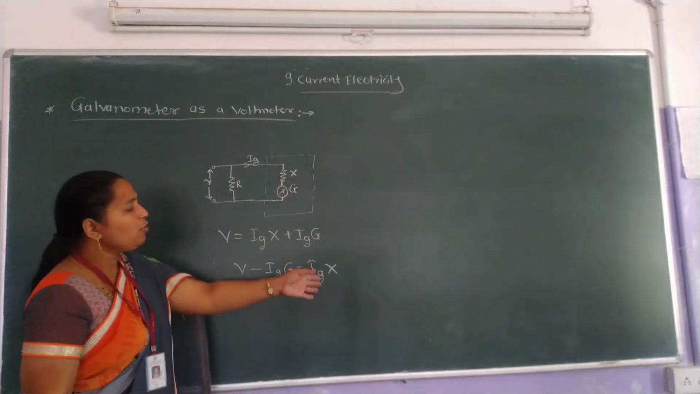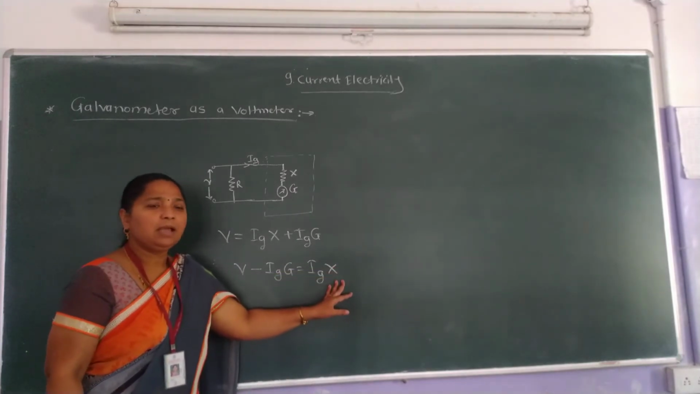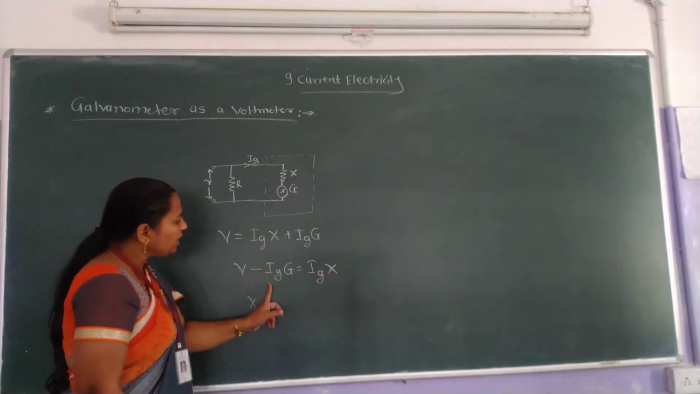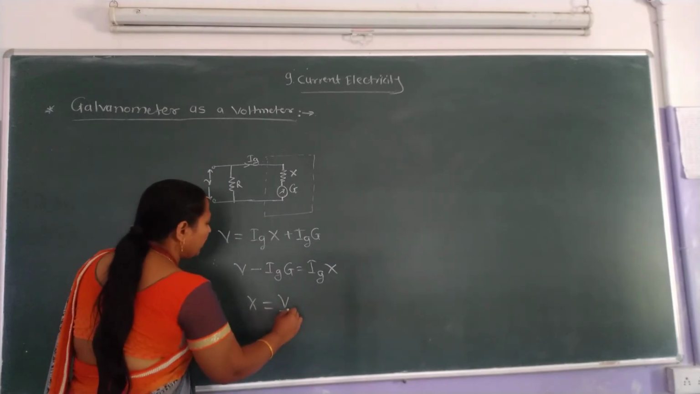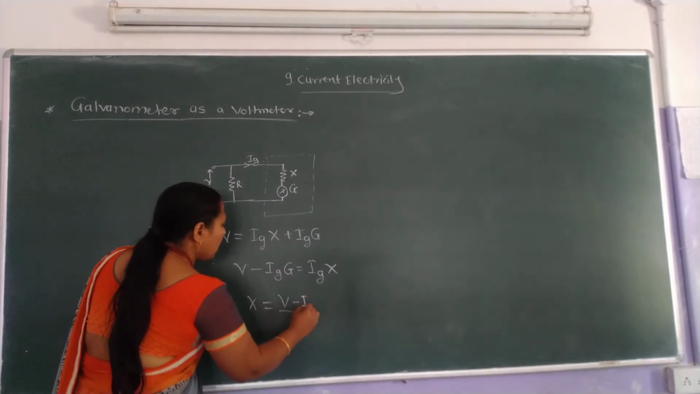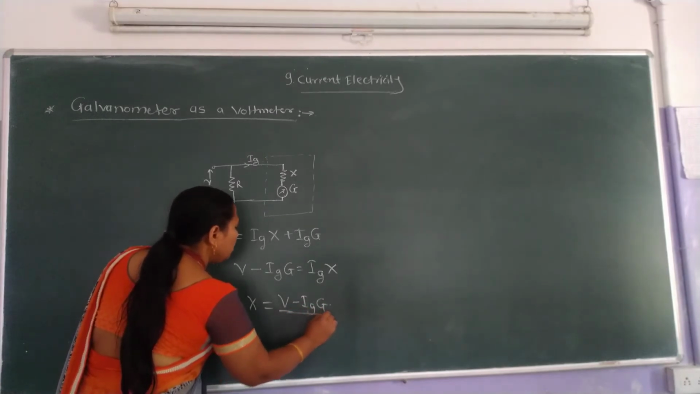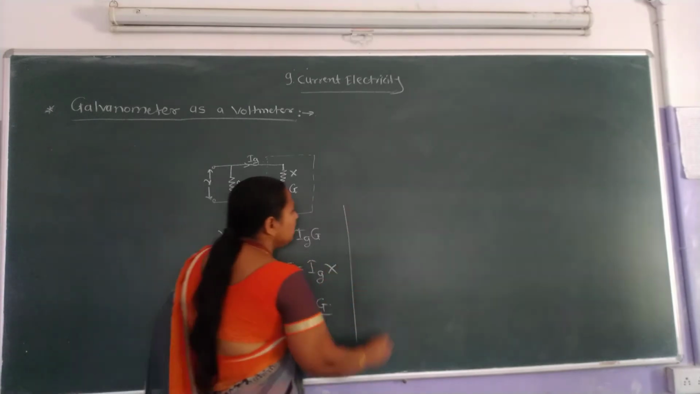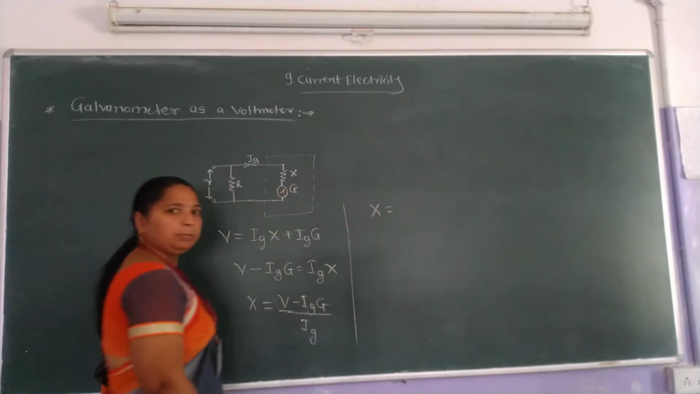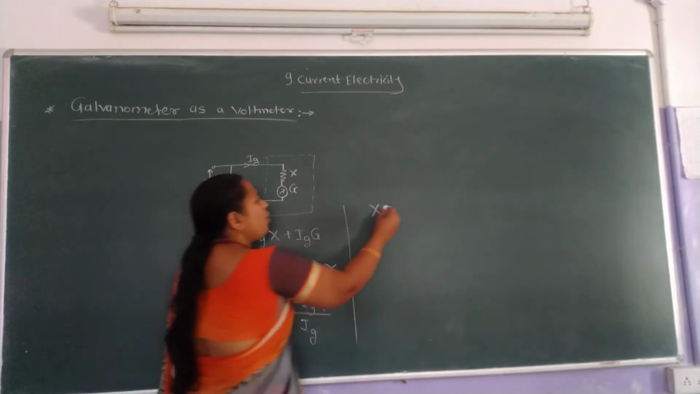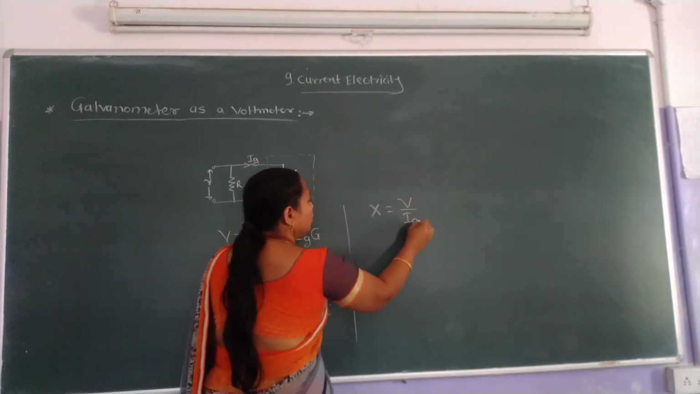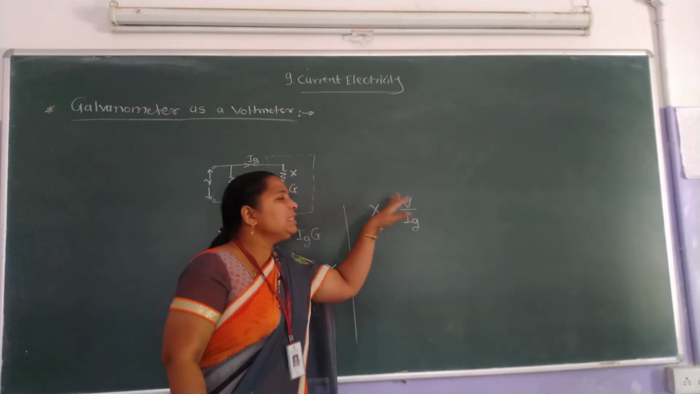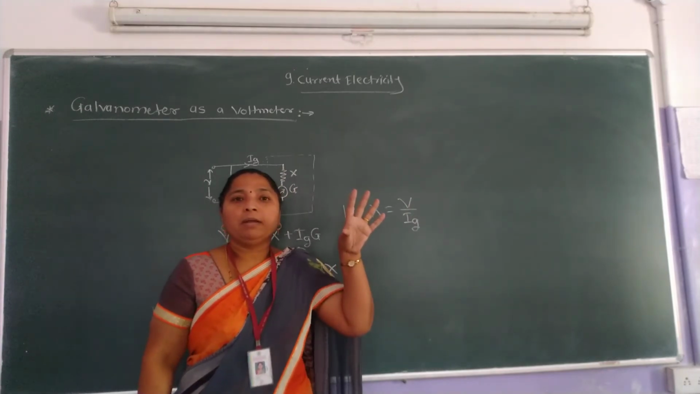To calculate the value of the series combination high value resistance, X can be calculated. X is equal to, Ig can be transferred to that side, therefore V minus Ig into G divided by Ig. We get the equation for X is equal to V upon Ig, where Ig is the current flowing through the galvanometer and V is the potential difference of the voltmeter.